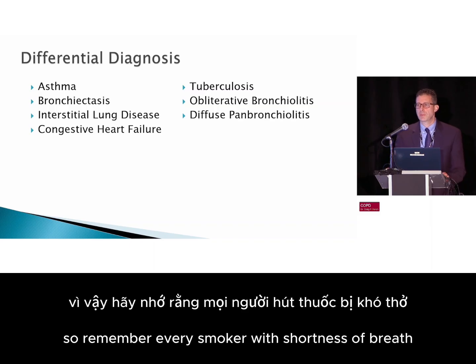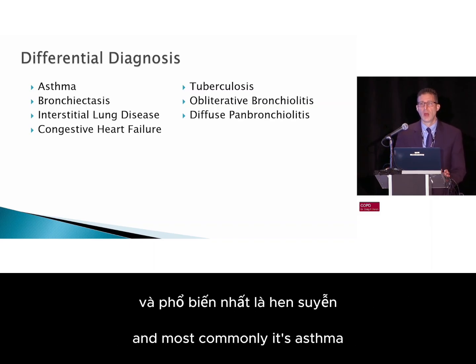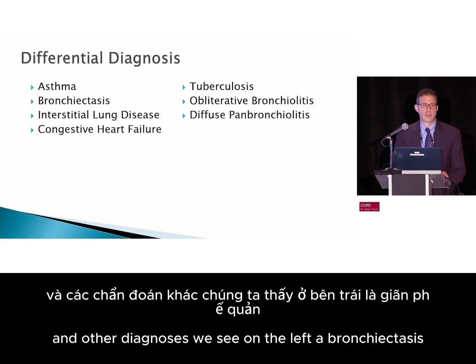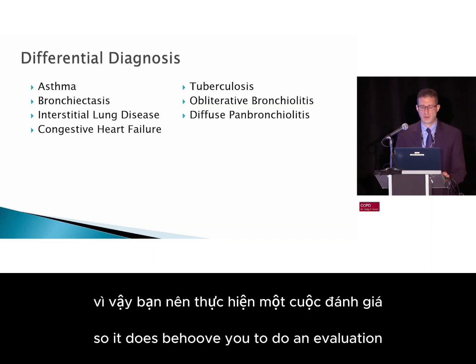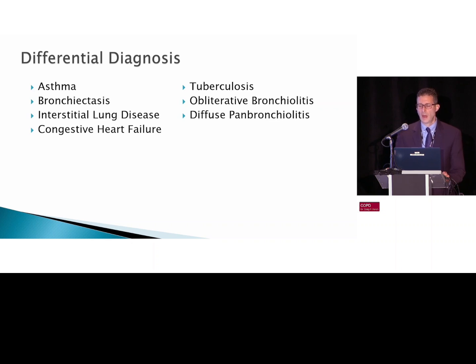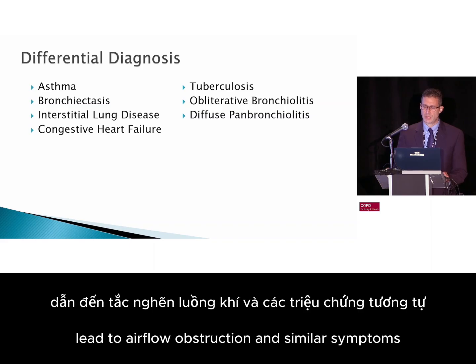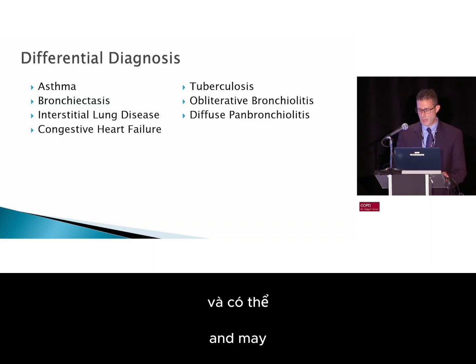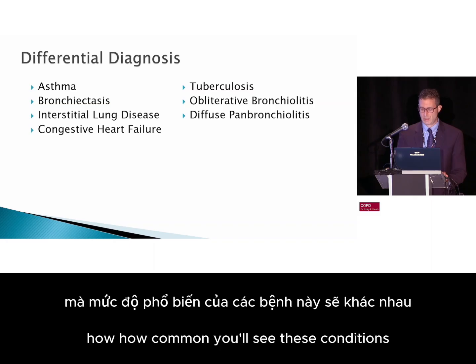So remember, every smoker with shortness of breath does not have COPD. There is a differential diagnosis, and most commonly it's asthma and other diagnoses we see on the left, bronchiectasis, interstitial lung disease, and congestive heart failure. So it does behoove you to do an evaluation, including spirometry, to confirm that diagnosis of COPD. On the right are other conditions that can lead to airflow obstruction and similar symptoms, and may likely depend on where your area of practice is, how common you'll see these conditions.